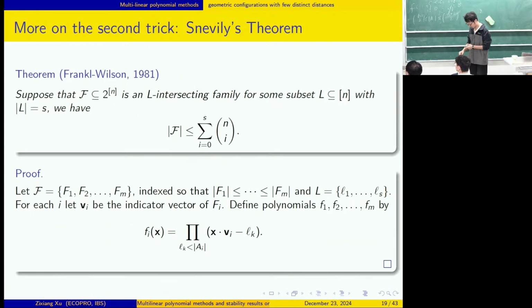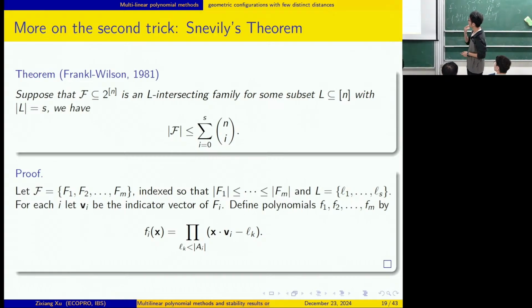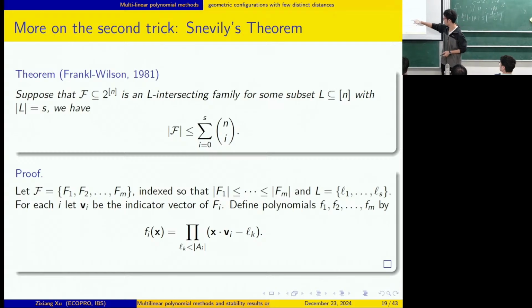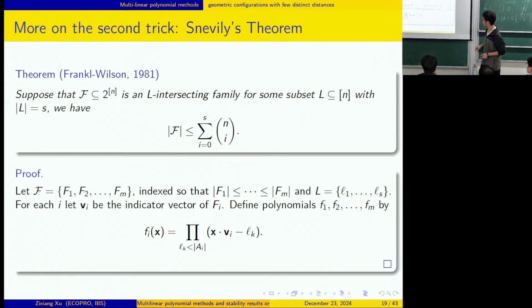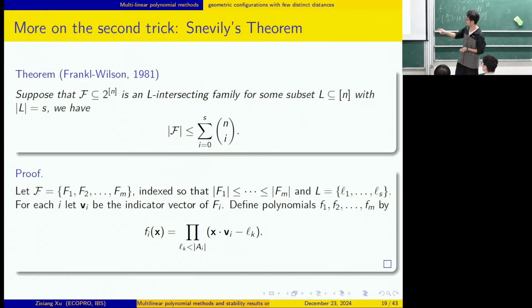So I want to discuss more about the second trick. Let's recall the Frankl-Wilson theorem. The Frankl-Wilson theorem states that suppose the size of the intersection of any pair of sets in the set system belongs to L, then the size can be upper bounded in this form. So simply we can define such polynomials, and it's quite easy to show they are linearly independent, and then we can obtain such an upper bound. So this is simple.